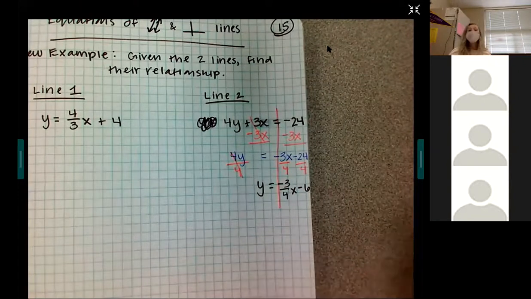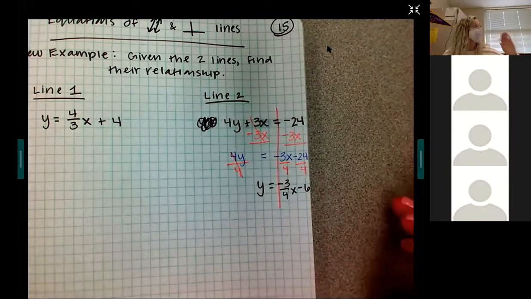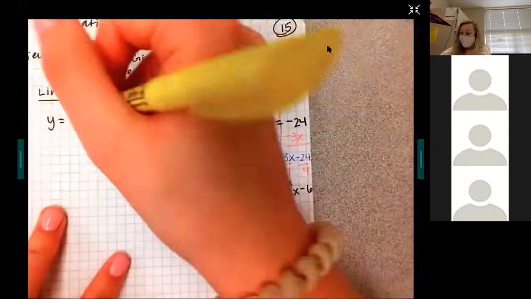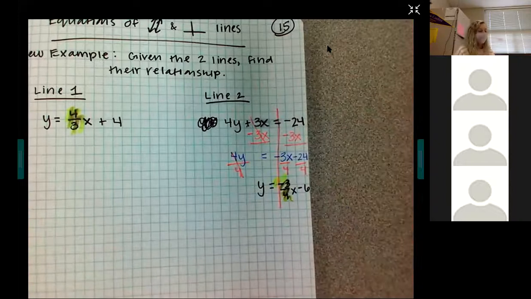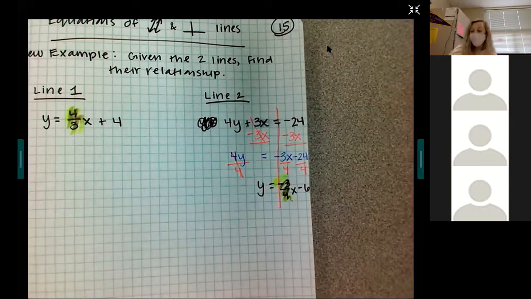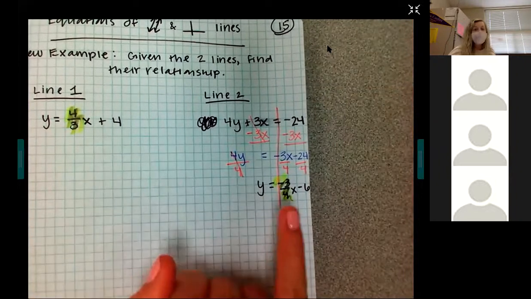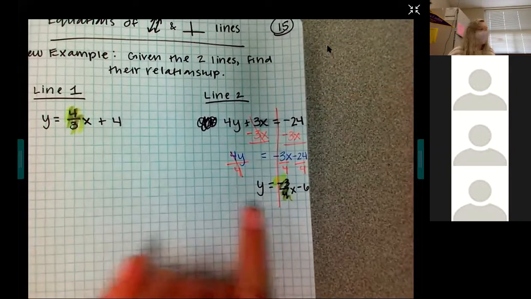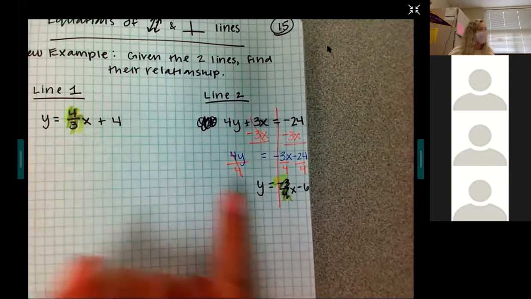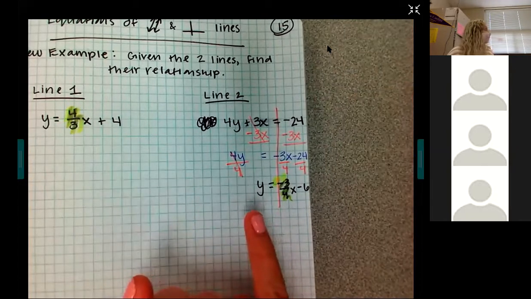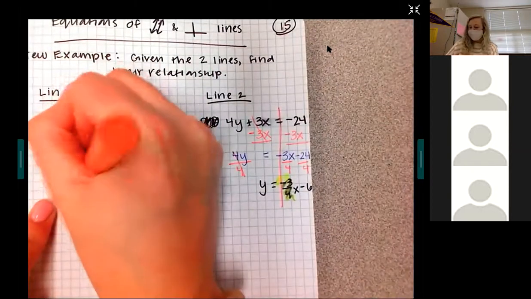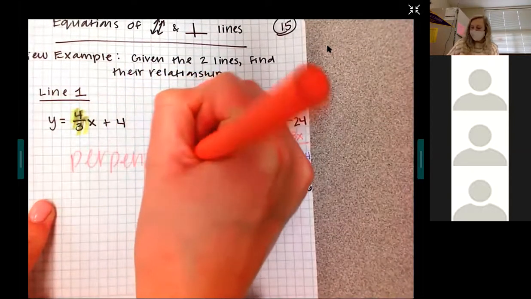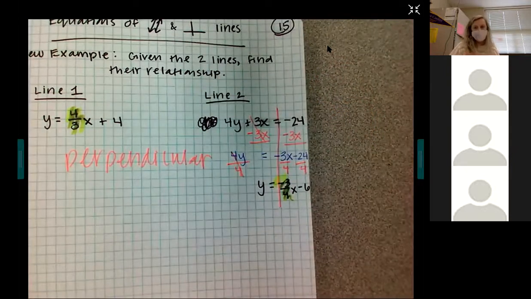All right, now they both say y equals. Again, this is review from yesterday. Look at the slopes. This one is 4 over 3, and this one is negative 3 over 4. What did I do? What's the relationship? I flipped it and switched it. So what kind of lines are these, Jay? Perpendicular. He was confident. Very good. These are perpendicular. So that is your review from yesterday.